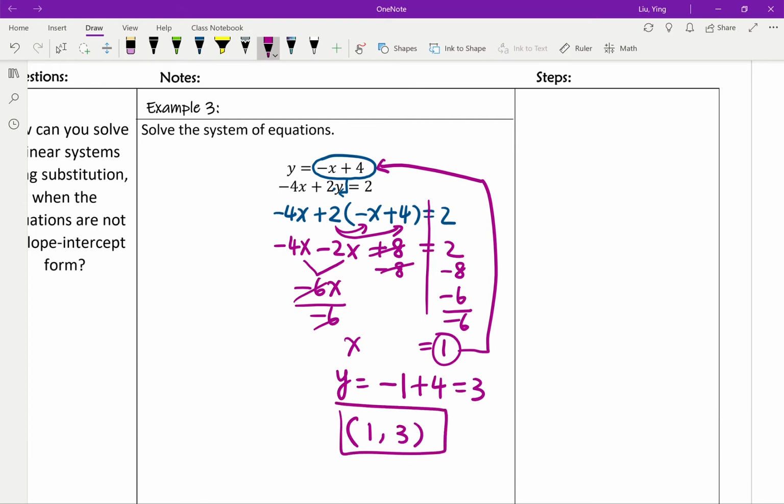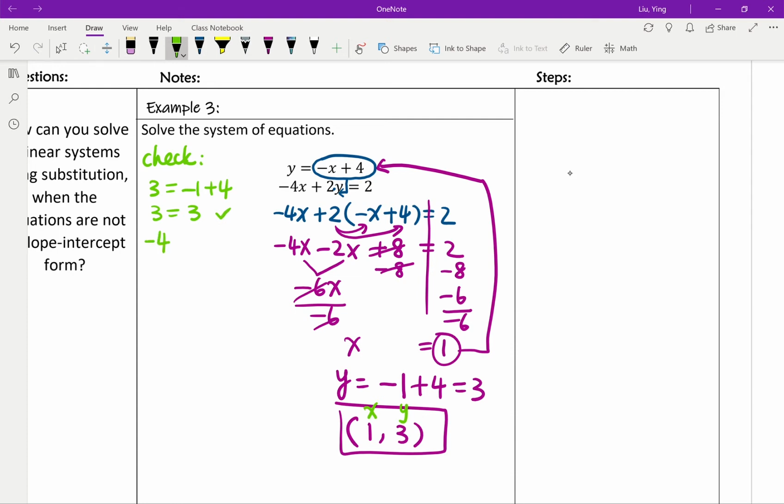Notice that to check your answers, there are two ways to do it. One way is the algebraic way, meaning you plug x being 1 and y being 3 back into both equations to see if they make the equations true. For example, the first equation would be 3 equals negative 1 plus 4. Let's check if that's true. Yep, that's true.